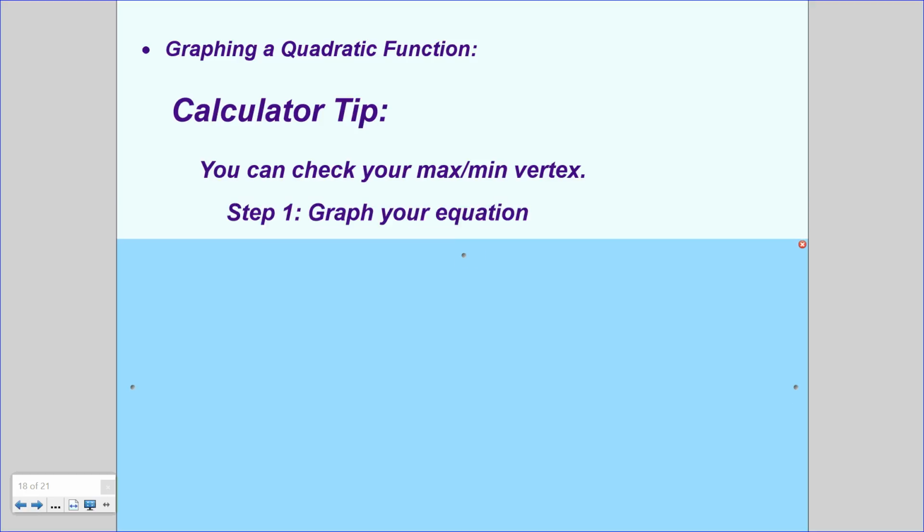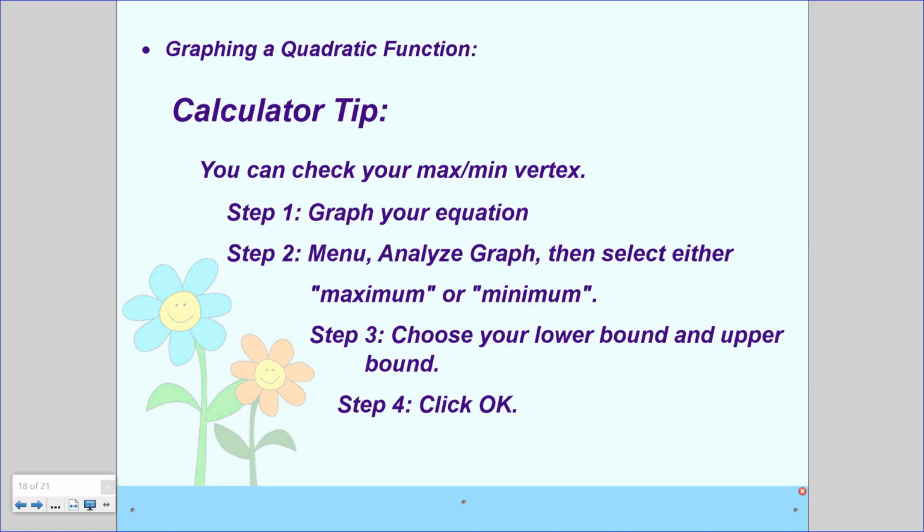Lastly, just to show you a quick calculator tip, is that you can check that the vertex that you got is actually the correct vertex for the quadratic equation you're given. So I just wanted to show you this quickly, that in your calculator you can graph your equation. Then you can type menu, analyze, or analyze graph, then select either maximum or minimum. This is referring to, is that highest point, is that vertex a max or a min? And then we'll choose our lower bound and upper bound. I'll show you what this looks like and click OK.